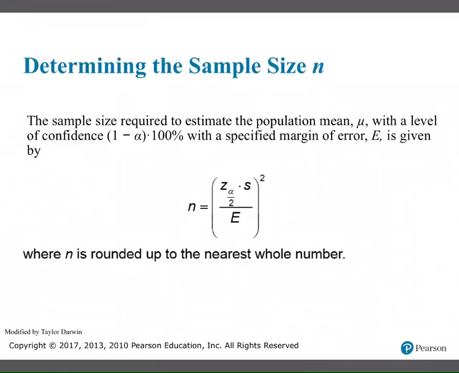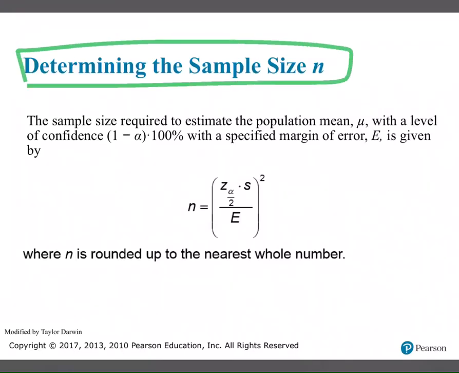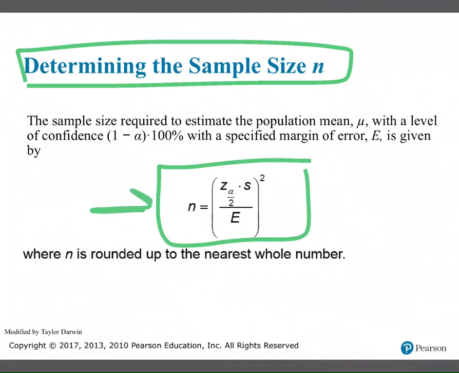Okay, we can also determine the sample size using a population mean. And so we are going to use this formula. This time you are going to use Z. And it's n equals Z of alpha divided by 2 times S divided by E, squared. N is rounded up always to the nearest whole number.